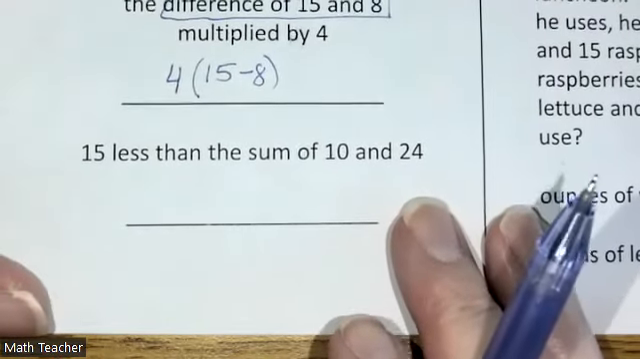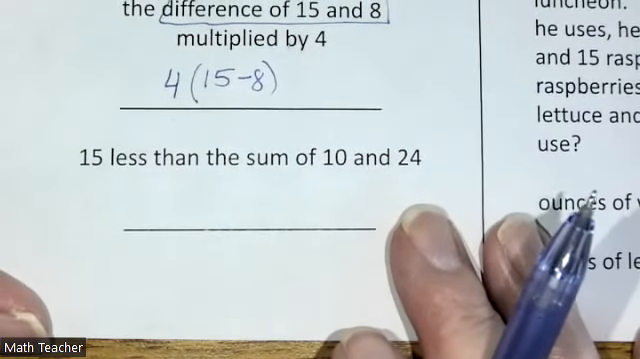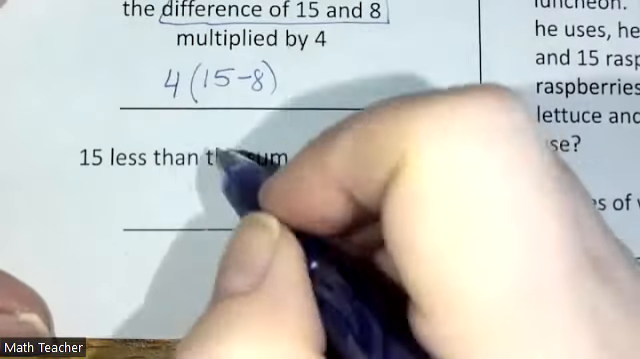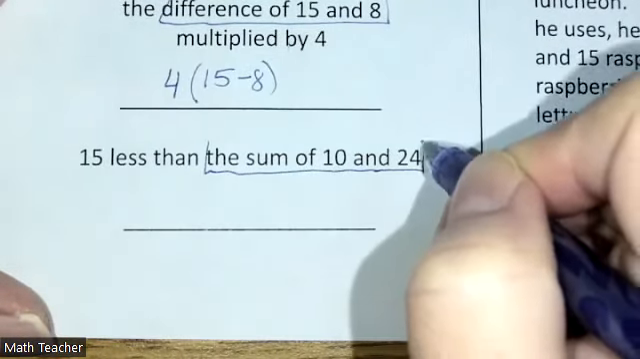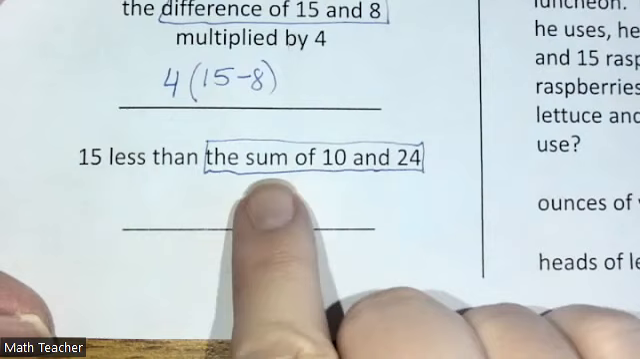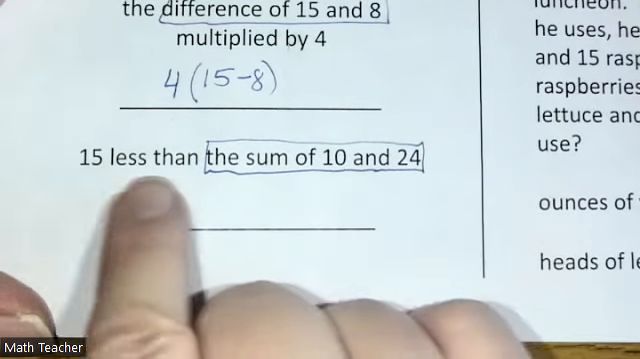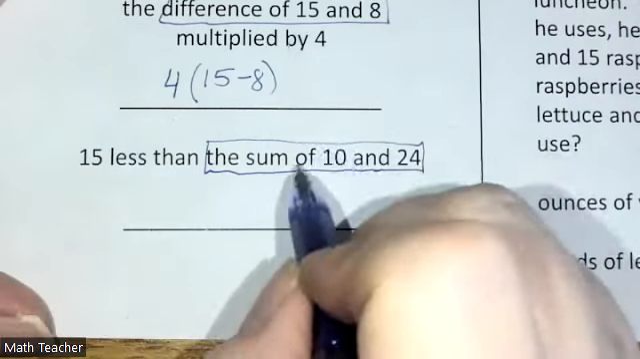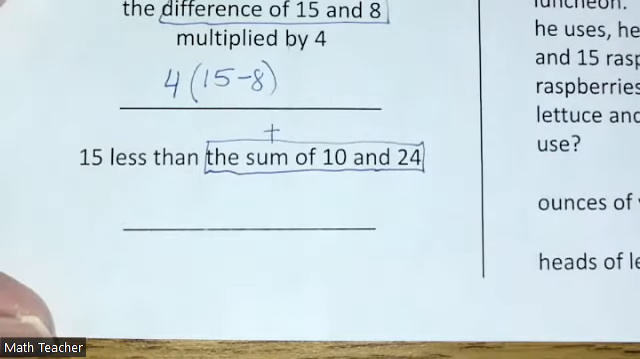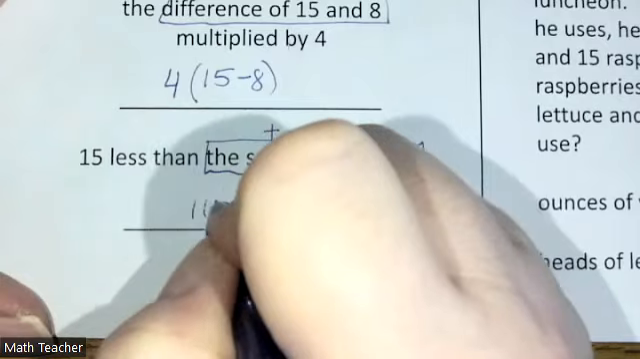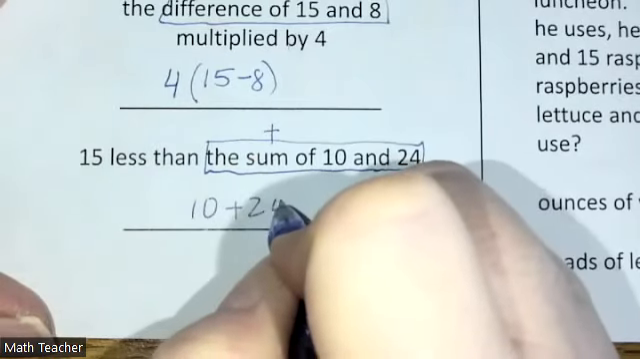Number 4, part 2, 15 less than the sum of 10 and 24. So it's 15 less than what? It's 15 less than the sum of 10 and 24. So we need to start with the sum of 10 and 24 first, and then subtract 15 from that. So the sum is the answer to an addition problem. So we will say 10 plus 24, that will be our sum.